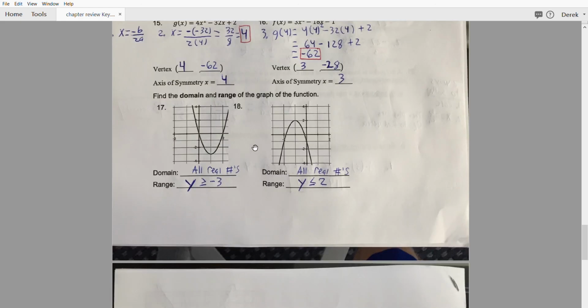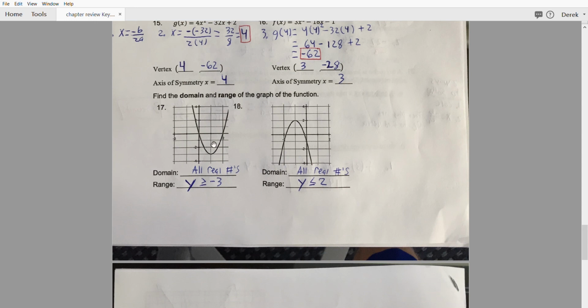Alright, so domain and range. These aren't too bad. So for 17, remember domain is all real numbers. That's because these arrows are going to go on forever. So they're going in that direction. That means these x values are also going to go on forever. So that means we know our x values, our domain, which is what it's asking, the domain is how far left and right does it go, is going to be all real numbers for that x value.